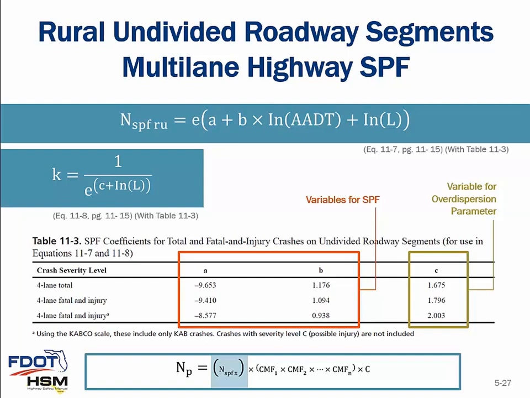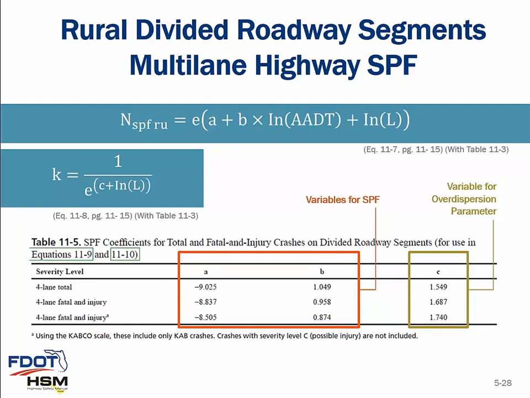Typically, we use the four-lane total crash severity that we're looking for, so you would pull those variables into this equation. You also now have a K, or overdispersion factor equation, and you have a variable for it in this table. So the variable is shown as C in this table, and it is a function of that coefficient and also length to determine your overdispersion parameter.